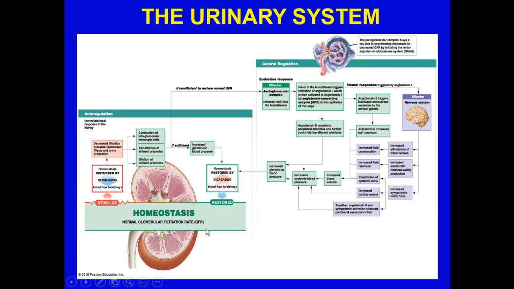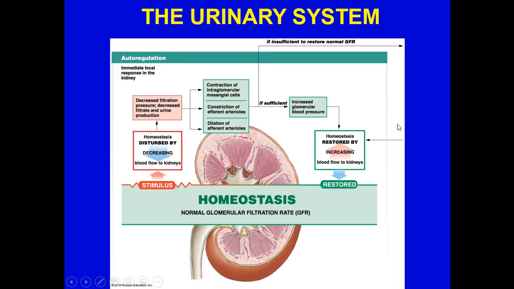Now, here are the points of homeostasis. I encourage you to review them, as you can see how these sections play a role in this. This is the autoregulation. Afferent arterioles, efferent arterioles. You can do vasoconstriction or vasodilation, depending, to maintain the pressure of the blood going to the glomerulus to control your filtration and your glomerular filtration rate. These parts here will discuss the endocrine response and the nervous system response.